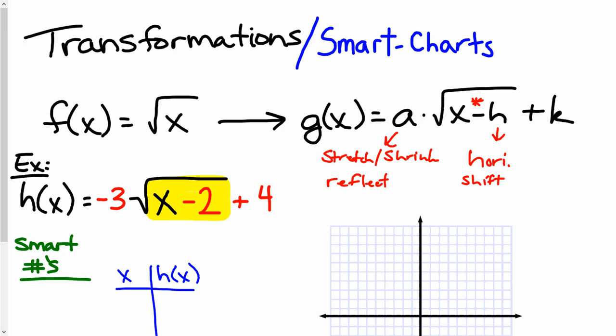Then we get over here to k, our last one, okay? And k here is our vertical shift.